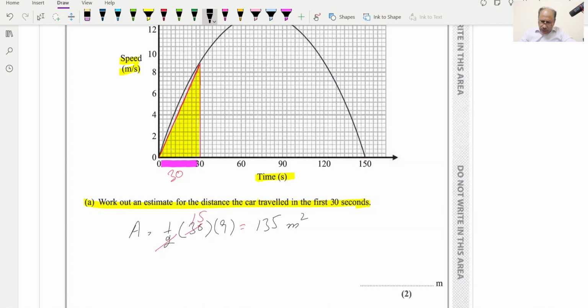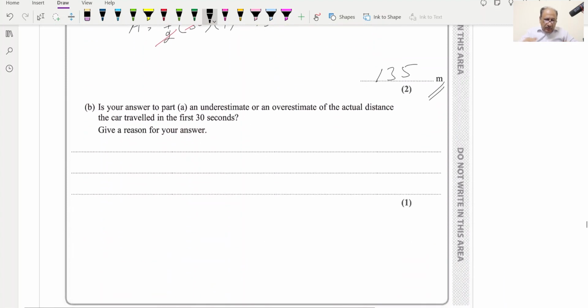So basically they require the estimated distance. Sorry, this will be distance. Area will give us the distance. So this will be 135 meters. This will be our answer. And they are saying B part, is your answer to part A an underestimate or overestimate of the actual distance the car traveled in the first 30 seconds? Give a reason for this.